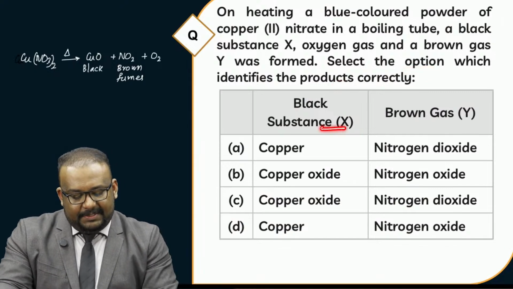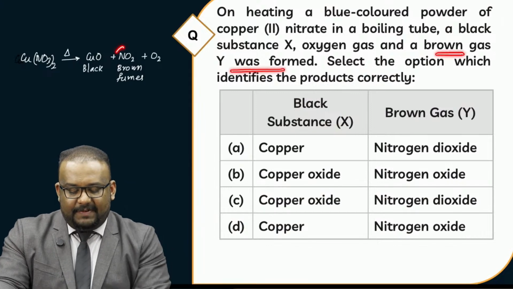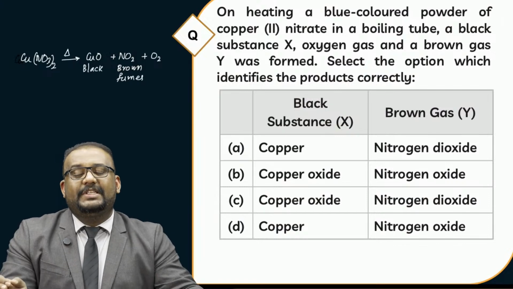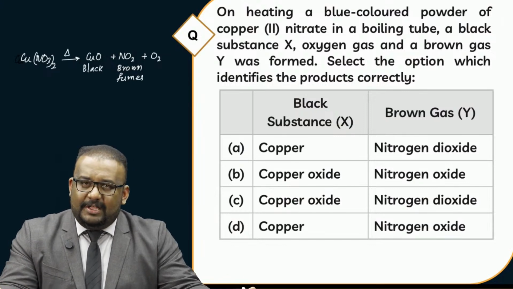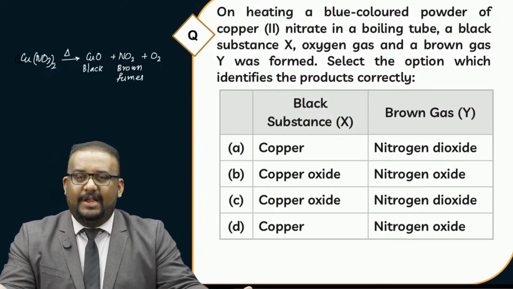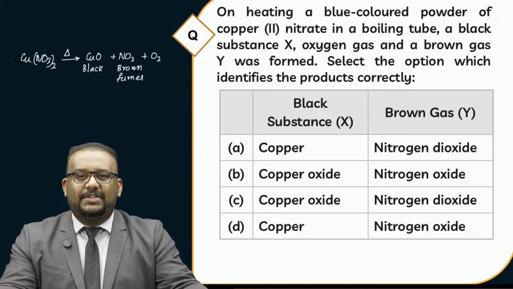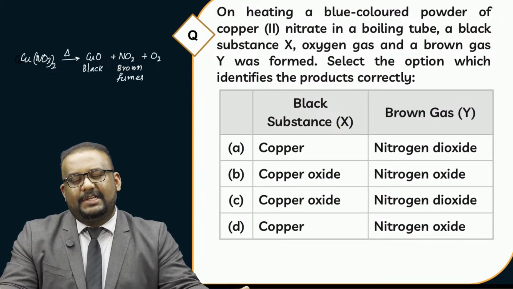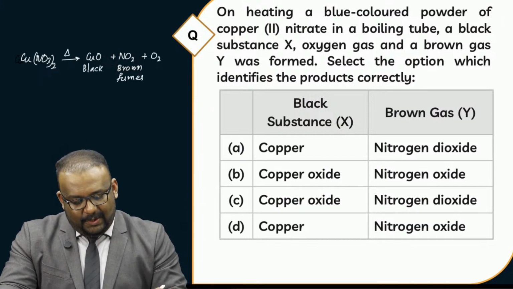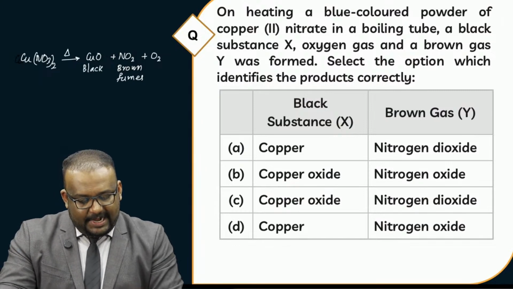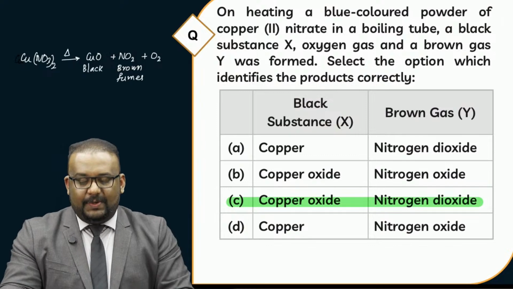The black substance formed is copper oxide, as I already told you. And what is the brown gas Y formed? The brown gas Y is NO2, nitrogen dioxide, isn't it? Nitrogen can combine with oxygen in various proportions, so there are many different oxides like N2O, dinitrogen monoxide, NO, nitrogen monoxide, N2O5, N2O3, and N2O4. There are plenty of oxides of nitrogen. In this case, we get nitrogen dioxide, which is brown in color. So the correct option is that the black substance is copper oxide and the brown gas is nitrogen dioxide, right? That is also clear to everyone.